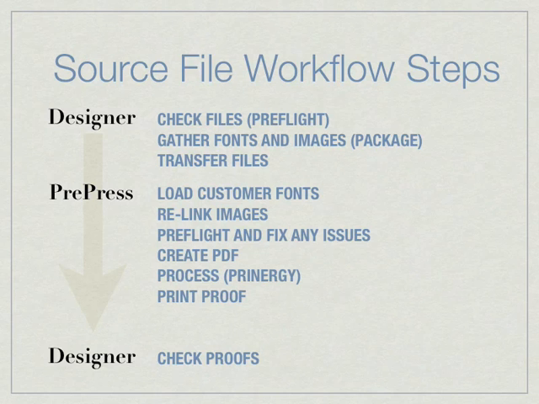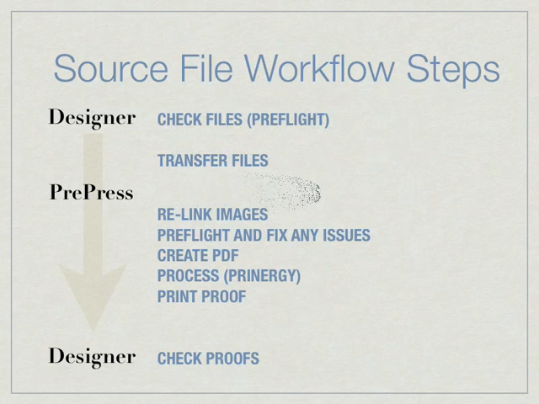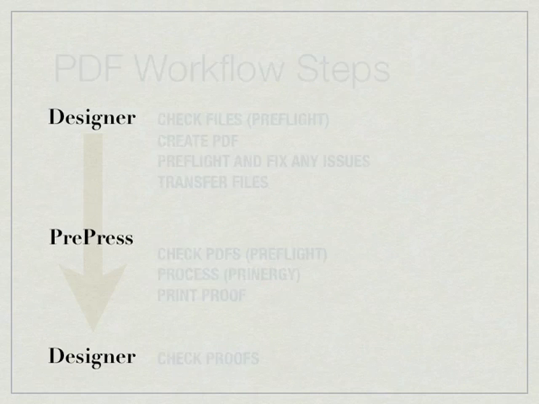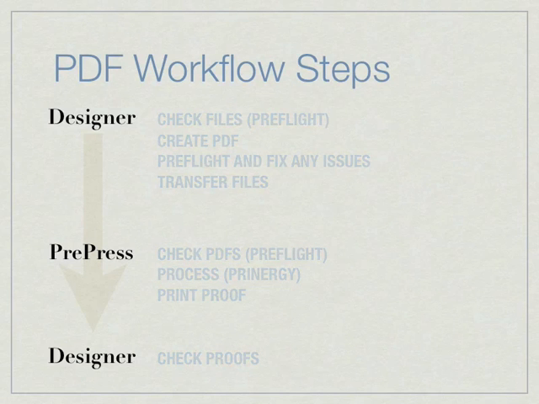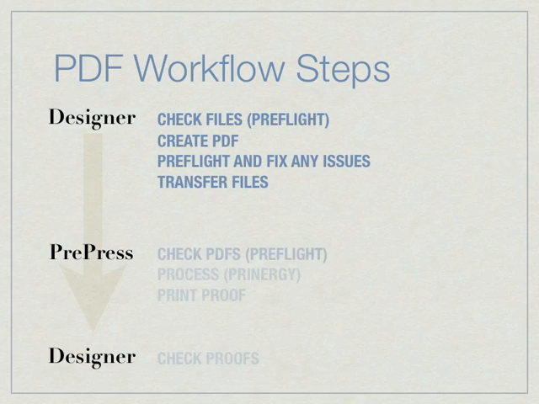So if the key is efficiency, let's see what happens in a PDF workflow when we remove the 2 most inefficient steps, gathering fonts and gathering images, from the process. In the PDF workflow, the designer checks the files and preflights them, just like in the source file workflow, creates a PDF, does a preflight and fixes any issues on that PDF, transfers the files to us. On our end, we check those PDF files instead of source files, and then process those directly through our Printergy workflow and print out a proof. And finally, the designer checks those proofs.